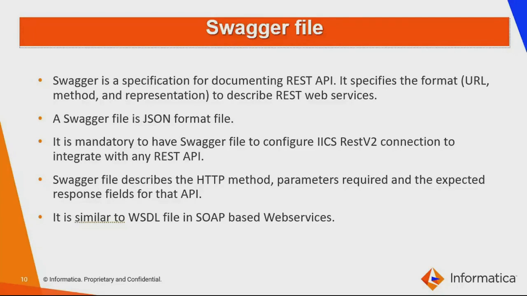It is mandatory to have a Swagger file to configure an IICS REST V2 connection to integrate with any REST API. The Swagger file describes the HTTP method, parameters required, and the expected response fields for the API. You can think of it as something similar to a WSDL file in SOAP-based web services.